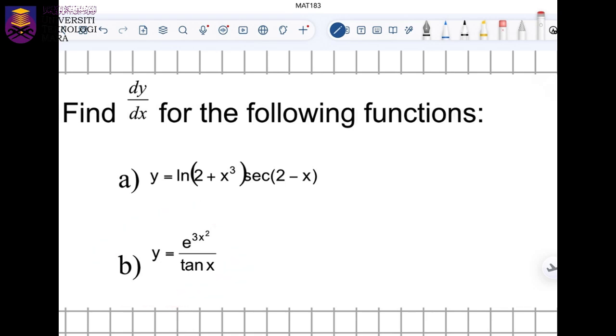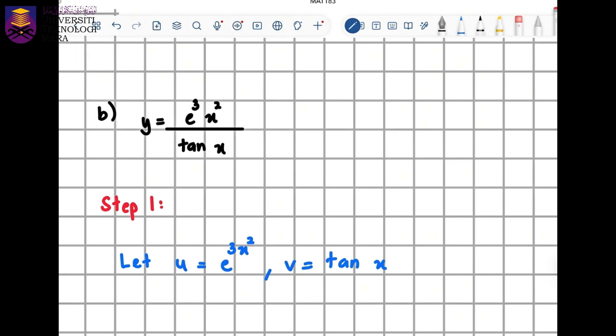For question B, we have y equal to e power of 3x squared over tangent x. So first step, we have to identify the method. So this function is in fraction form. So I use the quotient rule. So we get u equal to e power of 3x squared and v equal to tangent x.